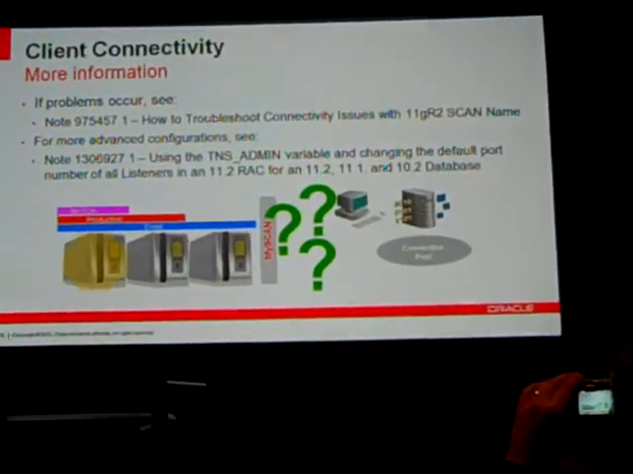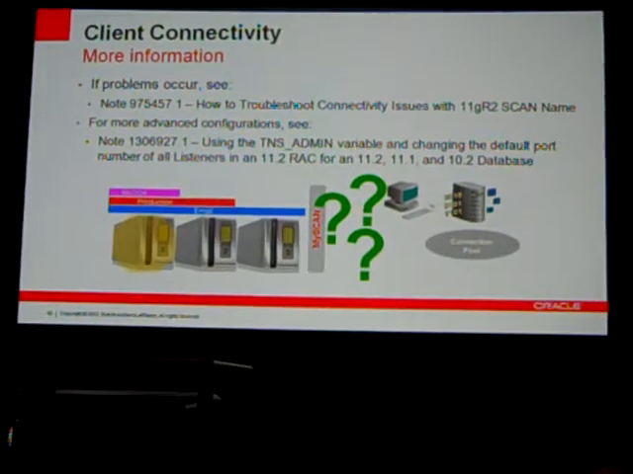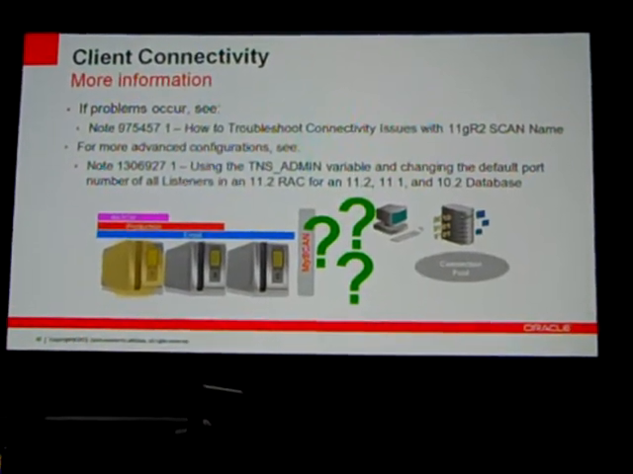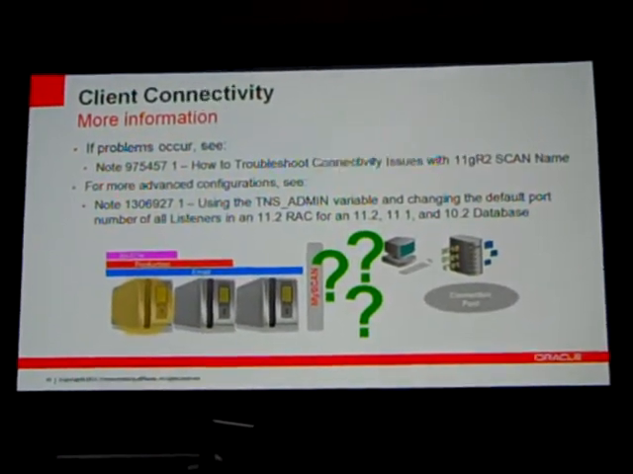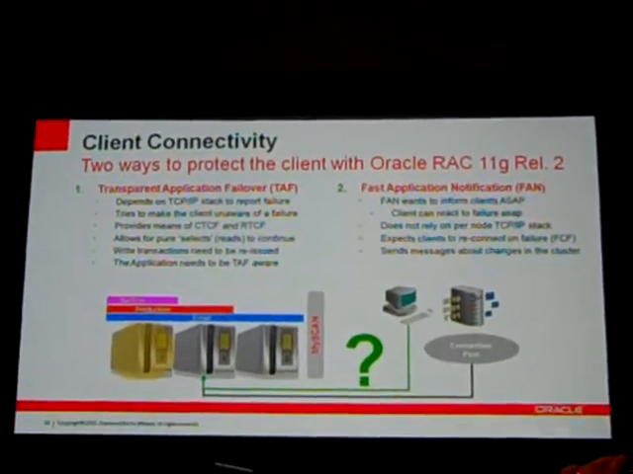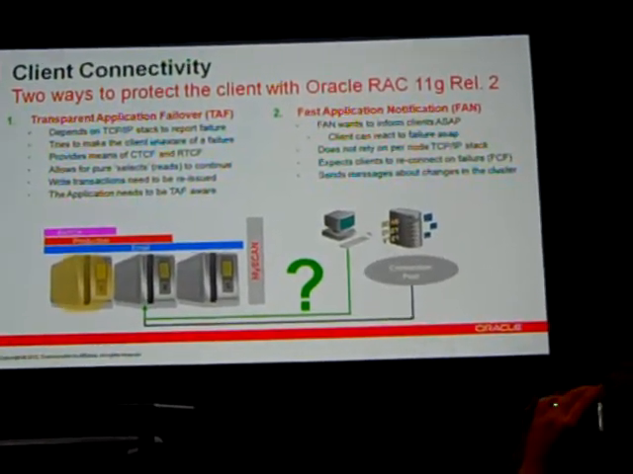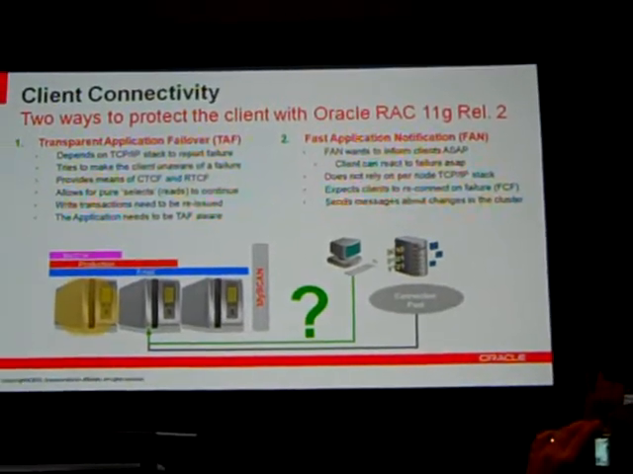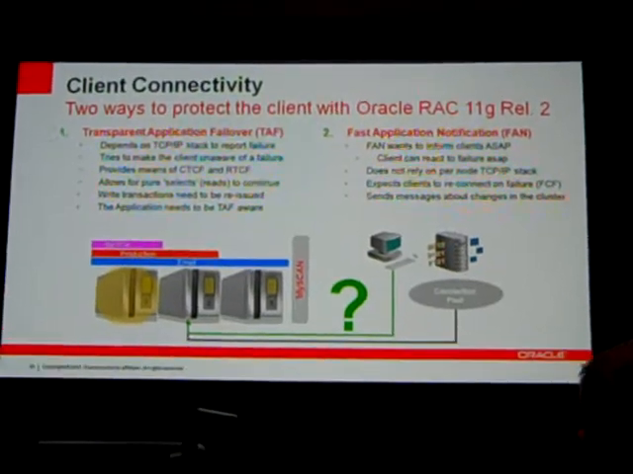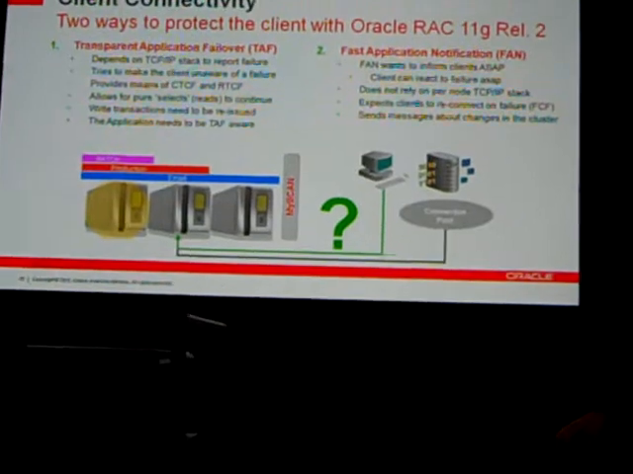we need to discuss. Now, if you have connectivity problems in the first place, the two major notes 975.457 and 1306.9271, again available in last year's version, will help you. What I'm really coming to is, what if the client was disconnected due to failure of a node? What can we do for the client? And last year I said there are really only two ways of helping your client to recover from this failure. Number two will actually protect in-flight transactions, but I'm going to talk to them quickly anyway.